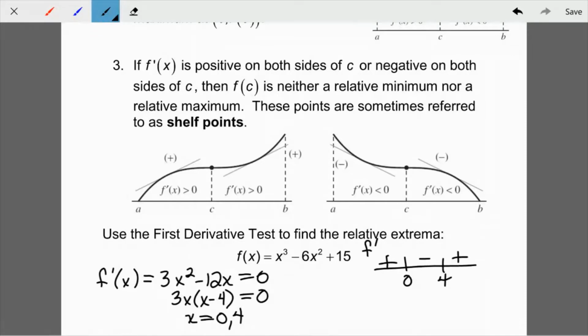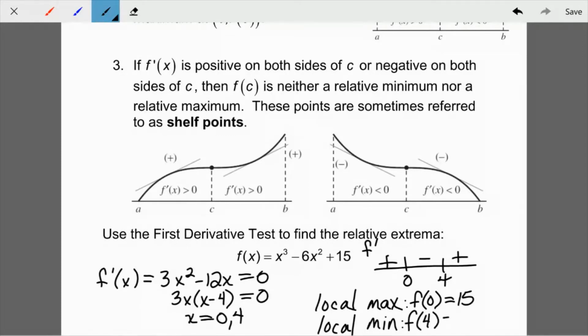And now from that, I can tell that there is a local maximum at x equals 0. And I'm going to give the actual function value as well. So f of 0 is equal to 15. And there's a local minimum at x equals 4. And that would be the function value f of 4 is equal to negative 17.